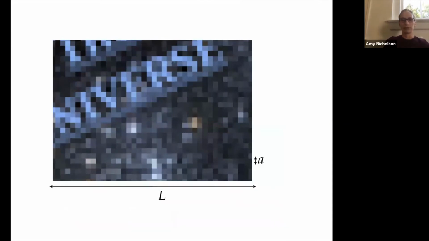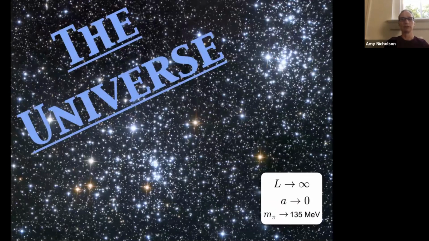And then in the end, we have to undo everything that we did. We take the infinite volume limit, we take the continuum limit, and we do this by just taking successively larger volumes and extrapolating and successively smaller lattice spacings. And for technical reasons, we also typically have to do an extrapolation in the quark masses or the pion masses in order to get to the physical point.